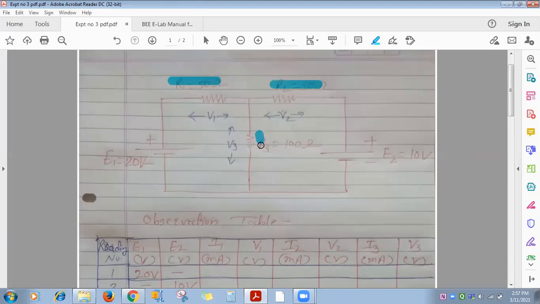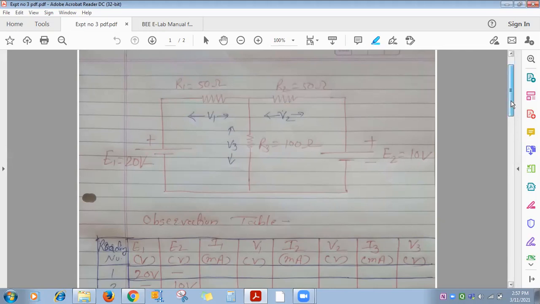Which variable are we using? V1, V2 and V3. Correct. V1, V2 and V3 are the voltage drop across R1, R2 and R3. Now the current flowing through R1, we are going to mark it as I1. Current flowing through R2 as I2 and through R3 as I3. I1, I2 and I3 are the current flowing through these three resistances.